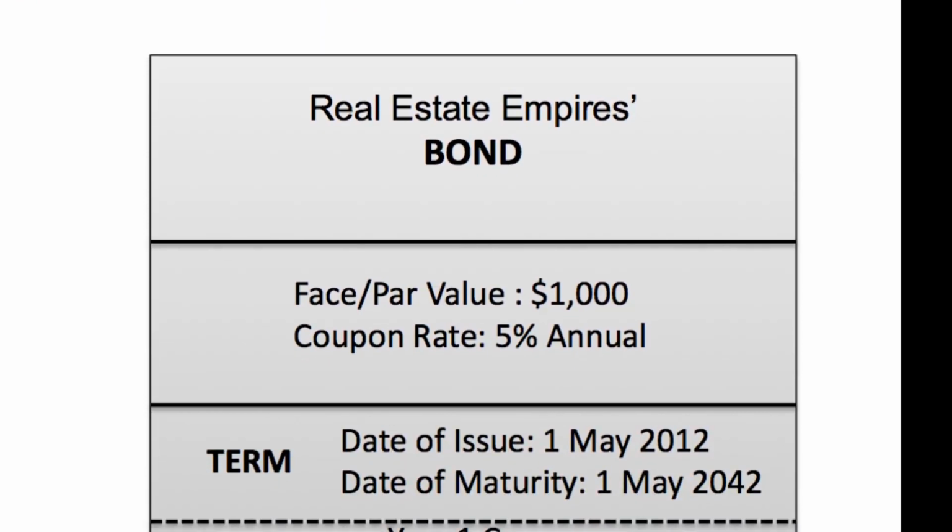As we look at the term, we can see that the date that this bond is issued is 1 May 2012, and the date that the bond becomes mature is 30 years later on 1 May 2042. When Jesse buys that bond from the Real Estate Empire's company, he buys it on 1 May for $1,000. Whenever the bond becomes mature on 1 May 2042, Real Estate Empires is going to have to pay Jesse the $1,000 back that he initially purchased the bond for. In between those 30 years, Jesse's collecting his interest on his $1,000 investment.